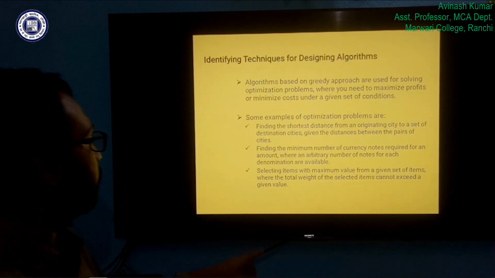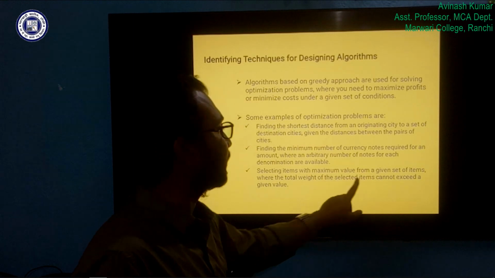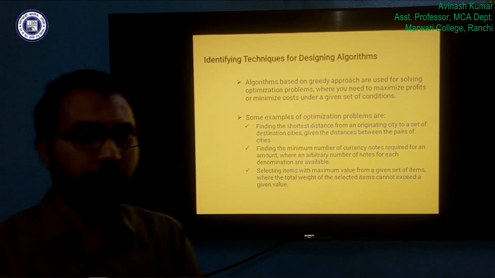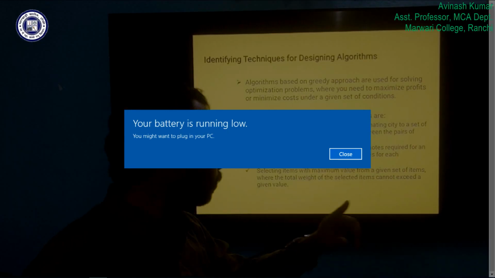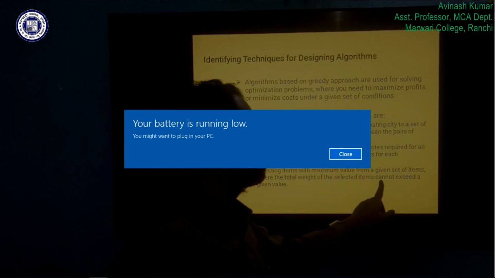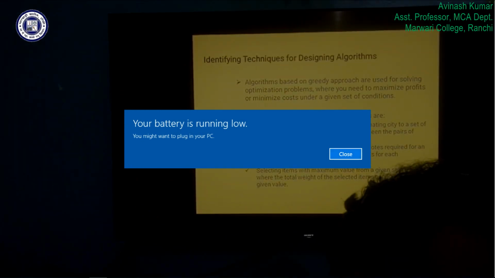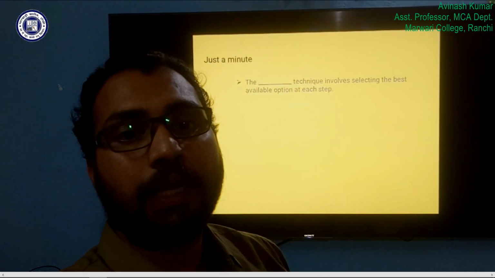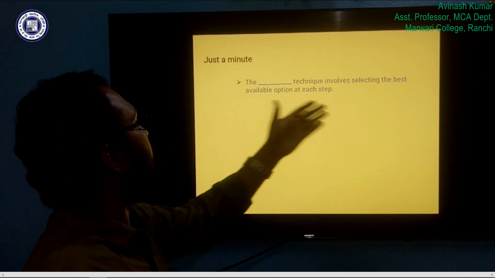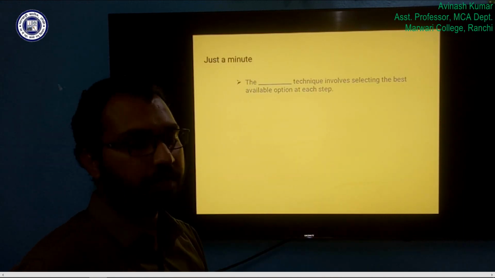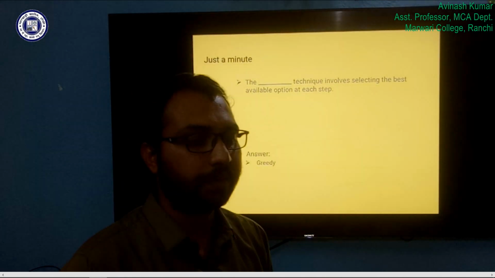And the third one, selecting items with maximum value from a given set of items where the total weight of the selected items cannot exceed a given value. So this problem is similar to the problem mentioned in the currency one, with only one thing, that is we have a limitation, that is it cannot exceed a given value. Okay, so here we have a question. The dash technique involves selecting the best available options at each step. So you can answer this one. Just now we have studied, that is the greedy approach.